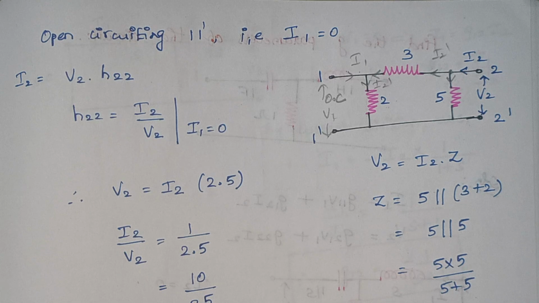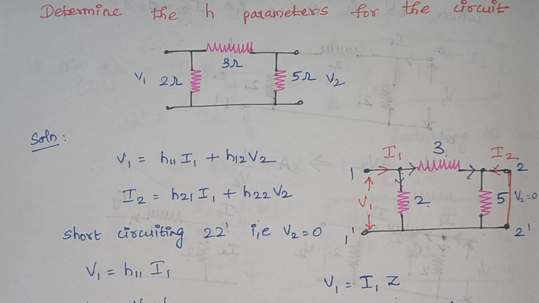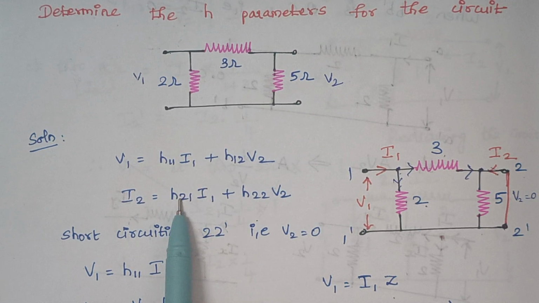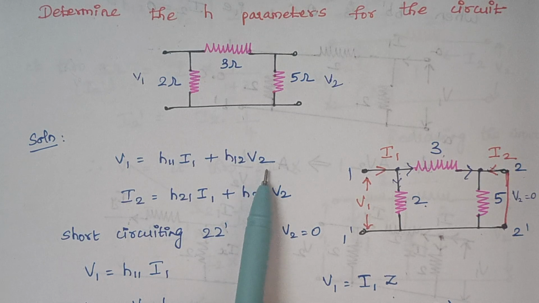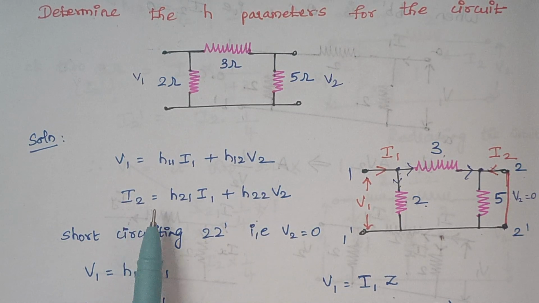So when you again look at the base equation, now I1 is made 0. So what will be the remaining terms? V1 is equal to H12 V2 and I2 is equal to H22 V2.